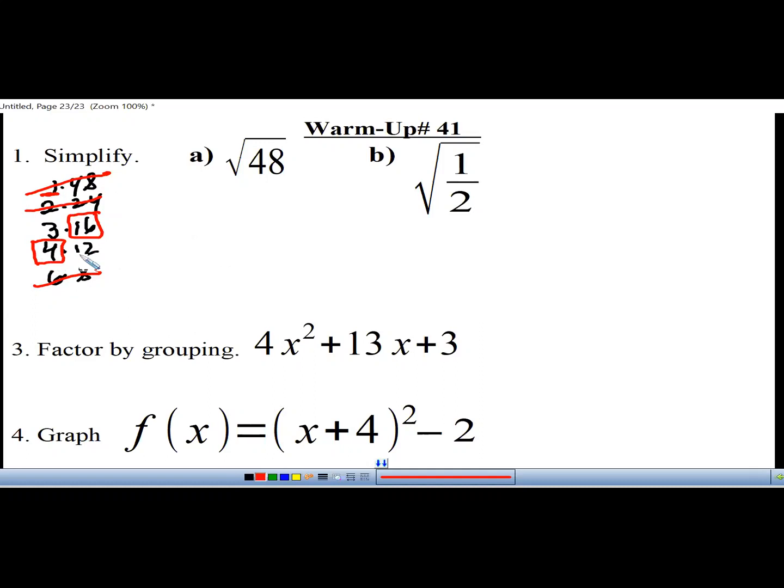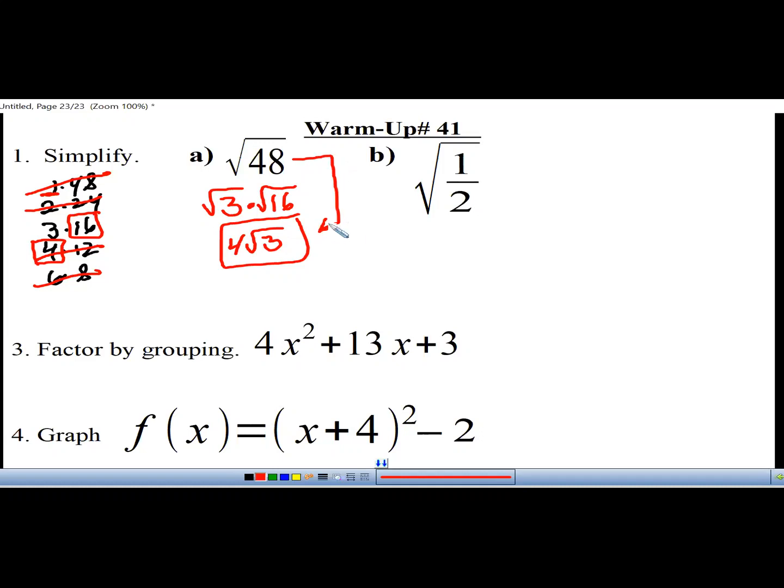However, if I pick 4 and 12, can't 12 be written as also 3 times 4 and another perfect square? Yeah, so I don't use that one. So that means I'm going to use these 2, so I'm going to rewrite this as square root of 3 times square root of 16. So what is square root of 16? 4. And I bring down the square root of 3, and that's how you simplify this to that.